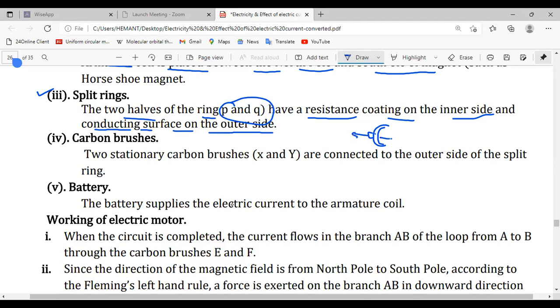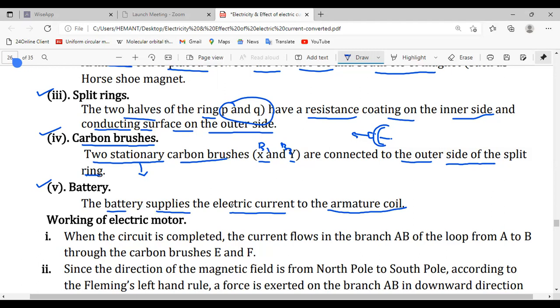Then we have carbon brushes. Carbon brushes are again very important. They are two stationary brushes; carbon brushes are not rotating. Carbon brushes X and Y, generally we take B1 and B2, are connected to the outer side of the split ring. Then the fifth component is the battery. The battery supplies the electric current to the armature coil. So this is the construction of the electric motor.